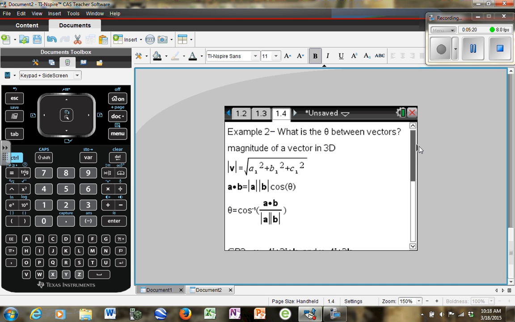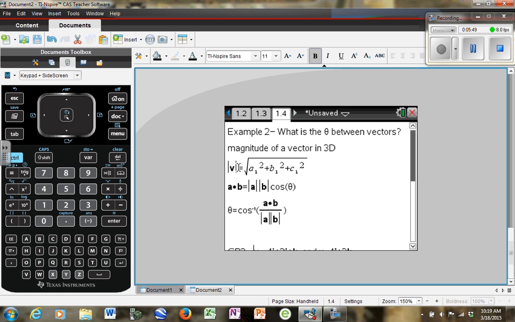Okay, example 2. What is the angle between vectors? Of course, that's our other question, so we're going to use this version here of the dot product. Magnitude of A times the magnitude of B times the cosine of the angle between them. Or when we boil it all down, we're going to use the inverse cosine of the dot product over the magnitudes.